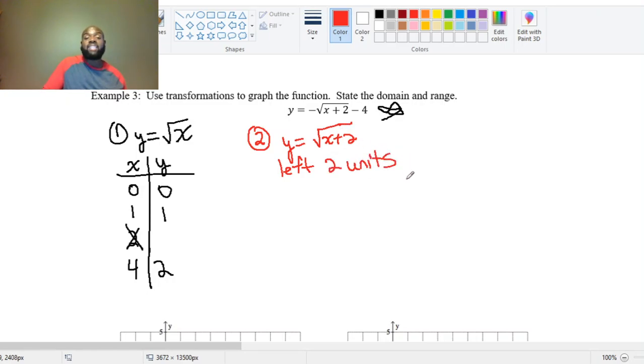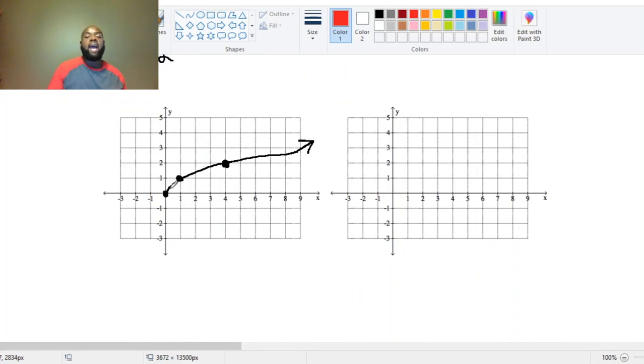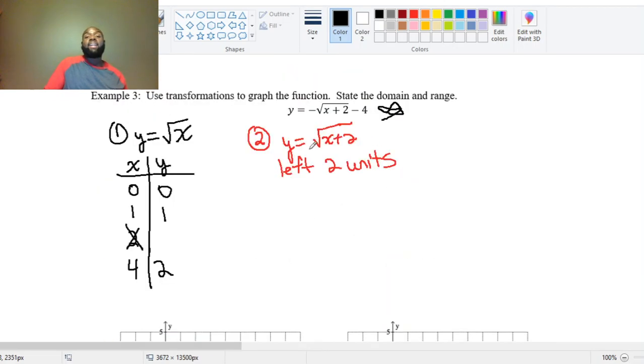So what I'm going to do is go to all of these points and shift every point to the left 2 units. So I'm going to get the point (-2, 0). I'm going to get the point (-1, 1). And if I shift this one 2 units to the left, I'm getting the point (2, 2). I'm going to draw that graph, and I get a graph that looks something like that. And let me use some good graphical procedures here by actually labeling my points. That's not my final graph.